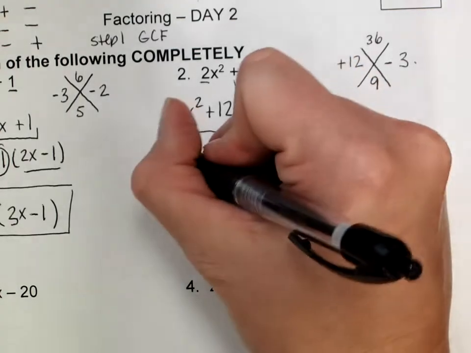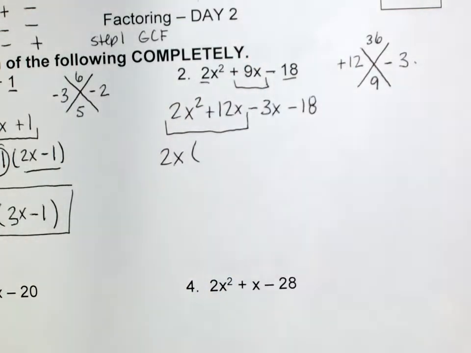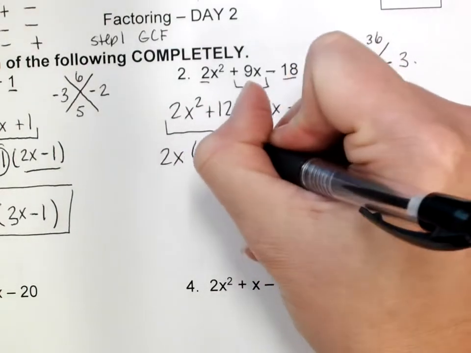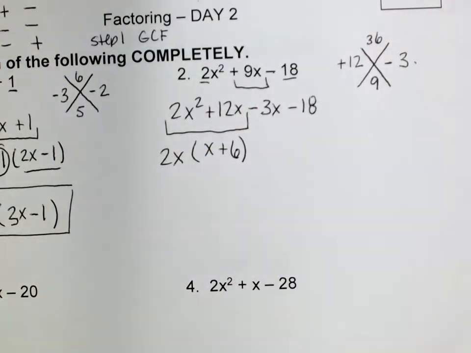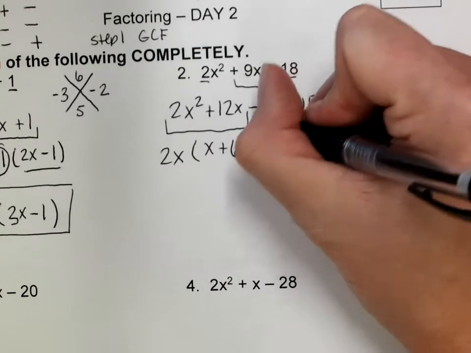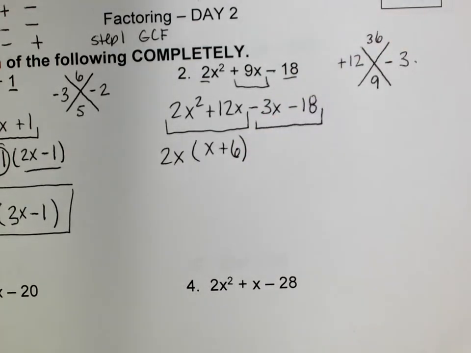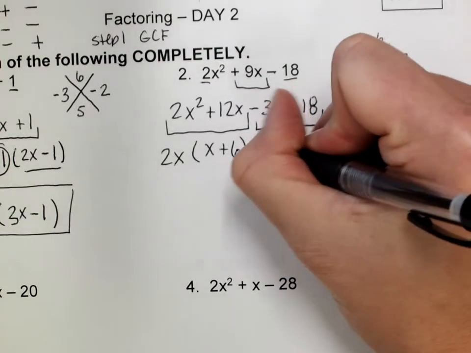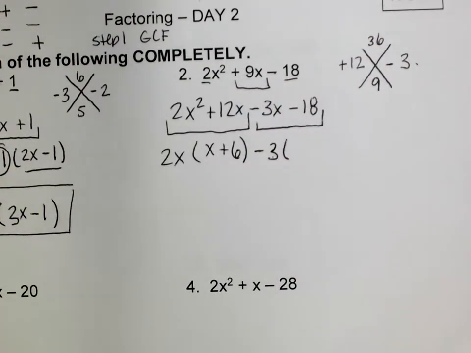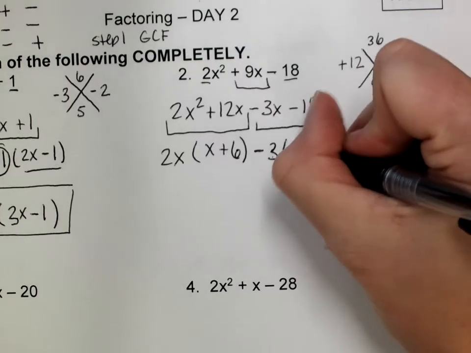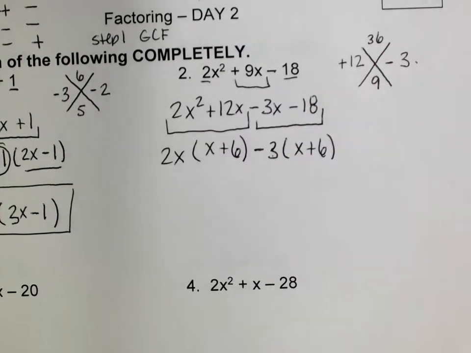I can factor out a 2x. If I take 2x out of both of those, I'm left with an x plus 6. I'm going to do the same thing to the back. Looking at this, what can I factor out of that? A 3. And since that leading term is negative, I really need to factor out a negative 3. If I take a negative 3 out, I'm left with, again, an x plus 6. That's good news. That's what I wanted.